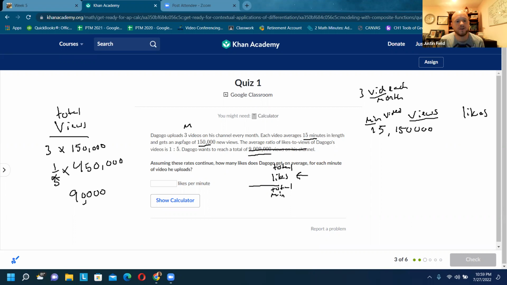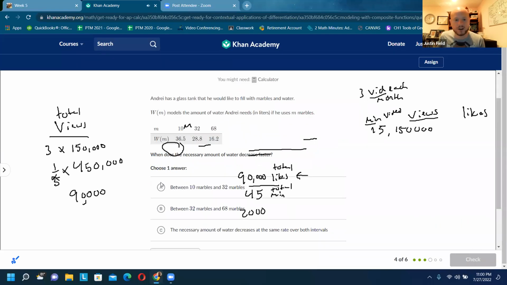So then that would give us this ratio, right? So our total likes is 90,000. Now, how about the total minutes? So 15 minutes in length, and there's 3 of them. So that's 45 total minutes. All right, so then 90,000 divided by 45. 2,000. Wow. I don't know how he does that. What are these videos? But there you go. That's how you do it.